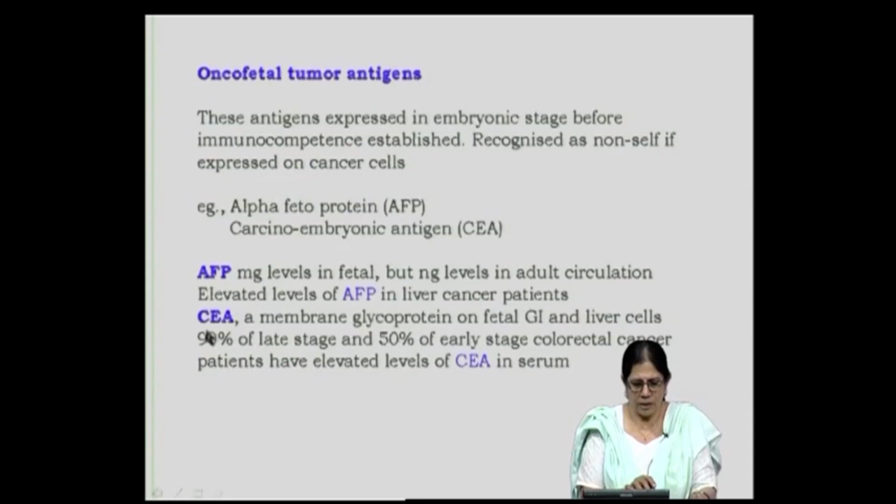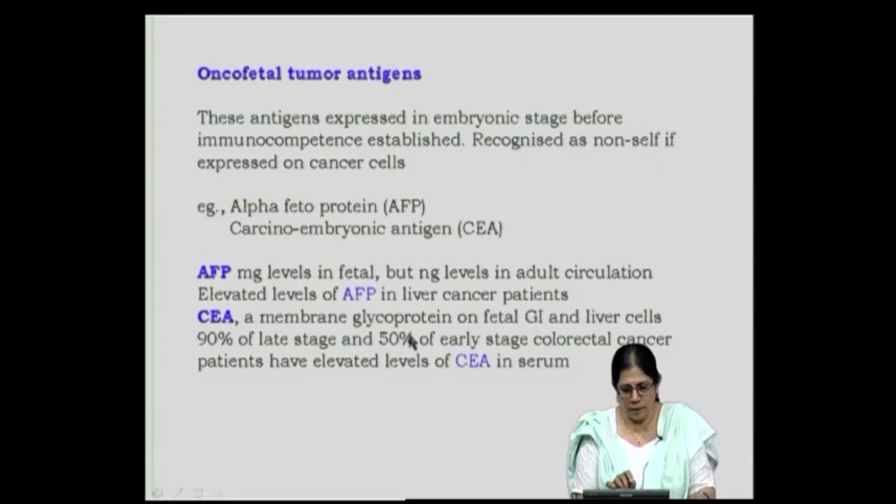The other protein is carcinoembryonic antigen. It is a membrane glycoprotein on fetal gastrointestinal cells as well as liver cells. Now, this antigen, CEA, is present in more than 90% of late stage and about 50% of early stage colorectal cancer patients. So, this is also another biomarker.